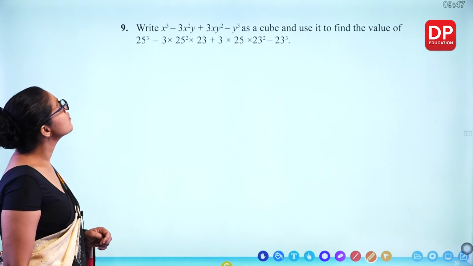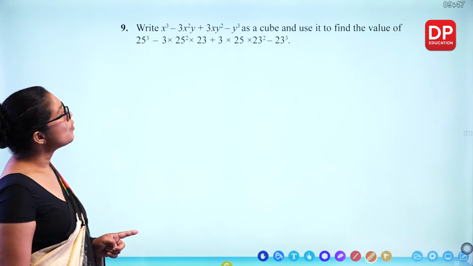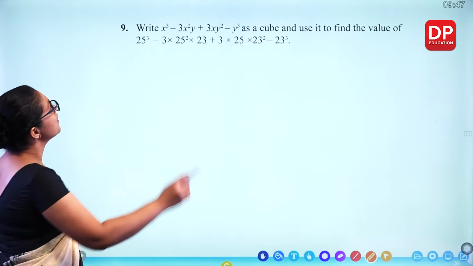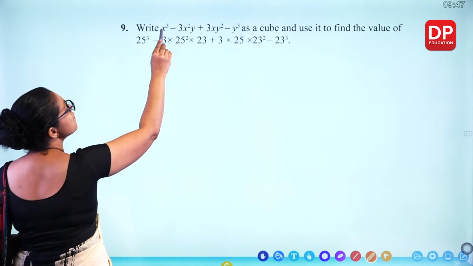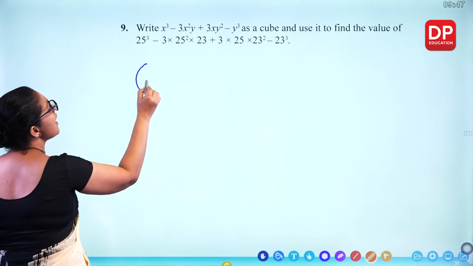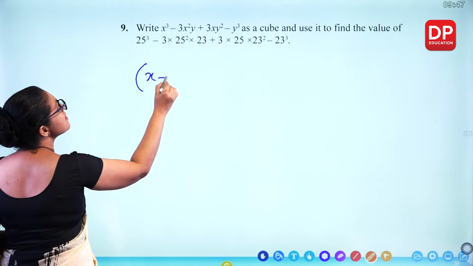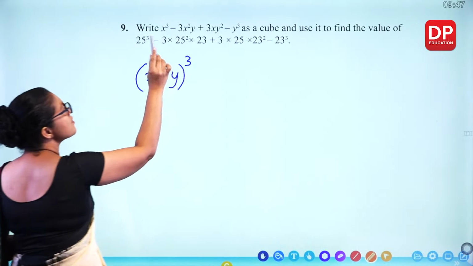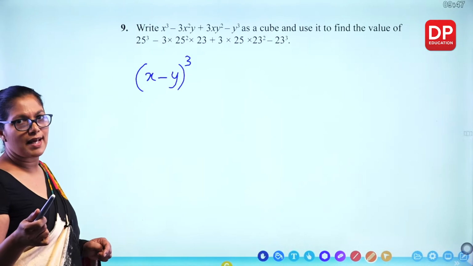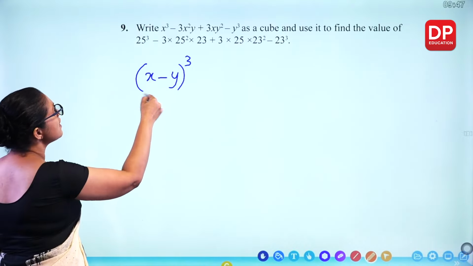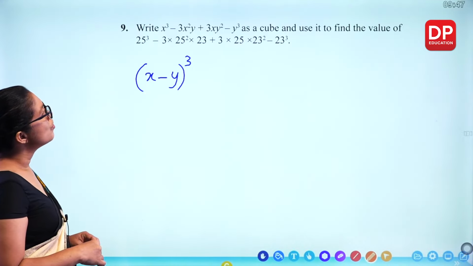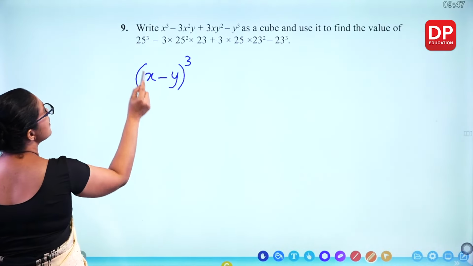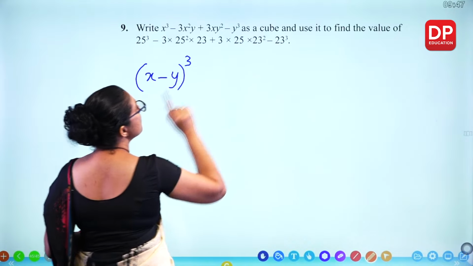Now look at the last question. Write this one as a cube and use it to find the value of this. So look carefully at what this one is. This is a cube term. This is the first term and this is the last term. So how can I write down this one? (x minus y) cube. Why is this minus? First term positive, second term minus, third term positive, like that. Then using that, you are asked to find the value of this. Now look carefully at this one. What's the first term? 25. What's the last term? 23.